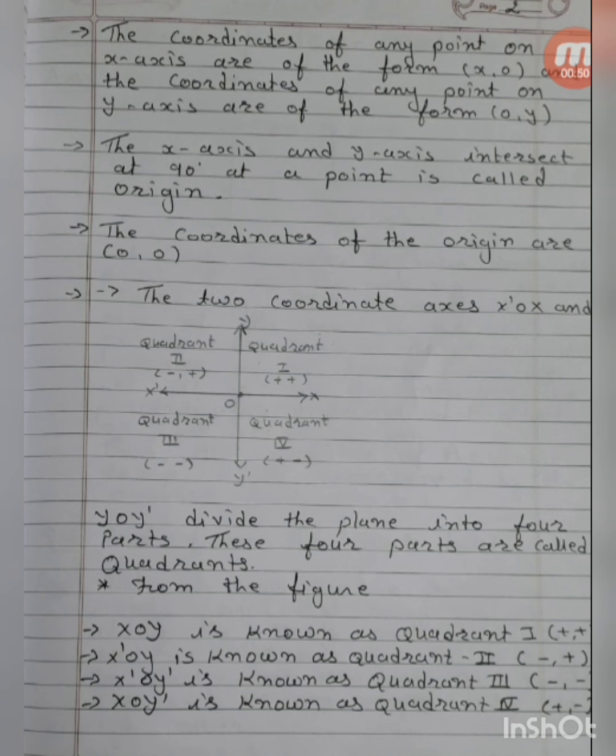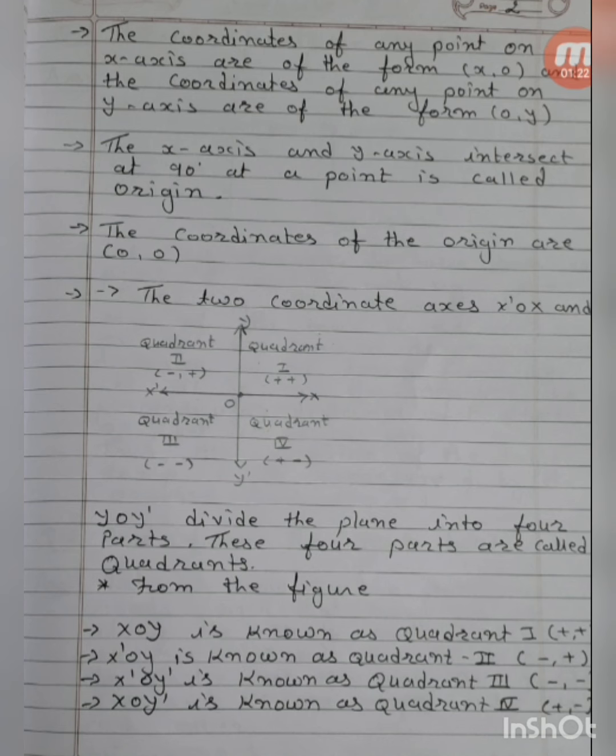From the figure, XOY is known as quadrant 1. Here in quadrant 1 you can see the x-coordinate and y-coordinate are positive, so here both signs are positive, positive. Next, YOX' is known as quadrant 2. Here you can see the x-coordinate is negative and the y-coordinate is positive. So here the sign is minus, plus.